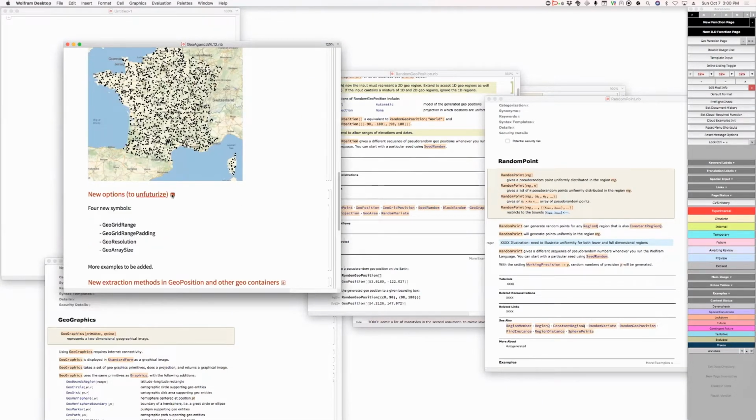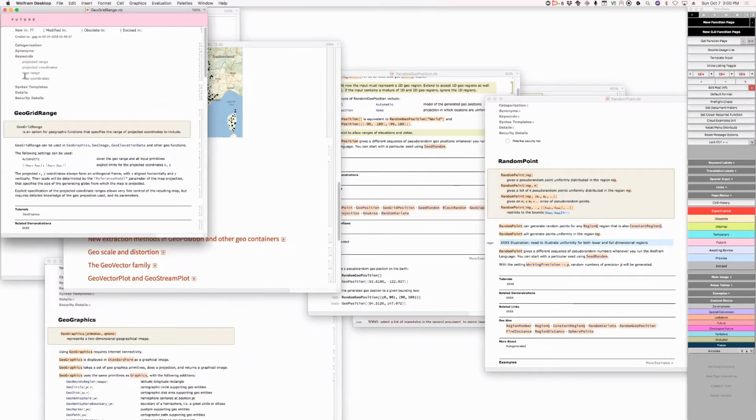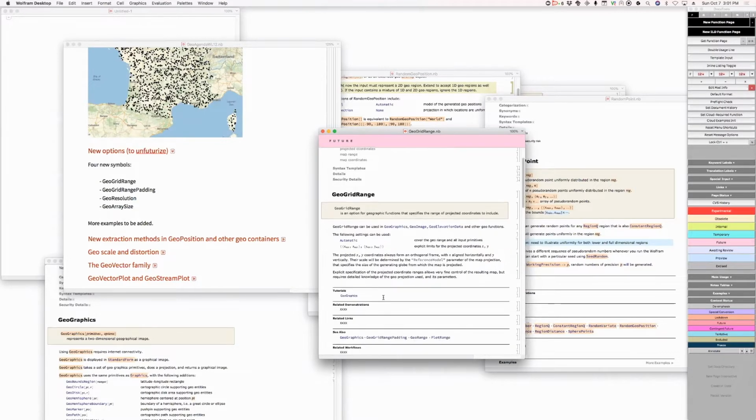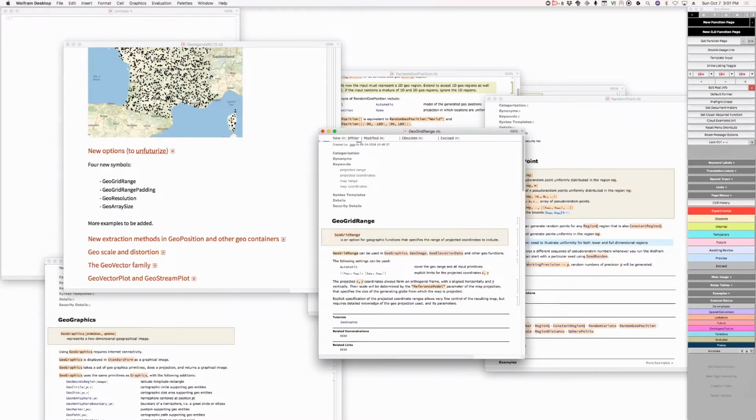Okay. New options. Yes. So these are the new four options that were motivated mainly by geo elevation data. Looks fine to me. Yeah, this is quite useful to get fine control on the projection. Oh gosh, this stupid bug again. I don't know what that is. It's probably something in the tools.